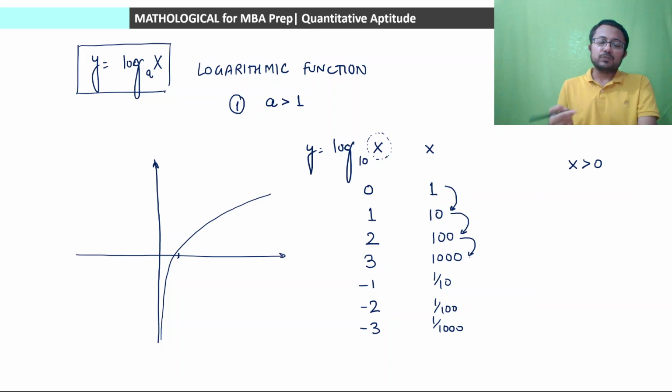Next value, log of 10,000. For 10,000, log of 10,000 will be equal to 4. So the rise in y value for the same rise in x is very slow. So the log graph is increasing very slowly. Log increases very slowly.